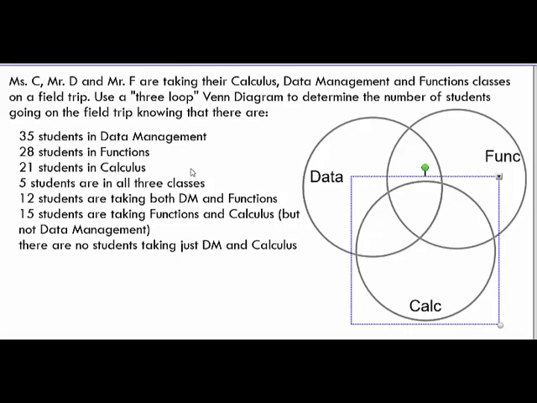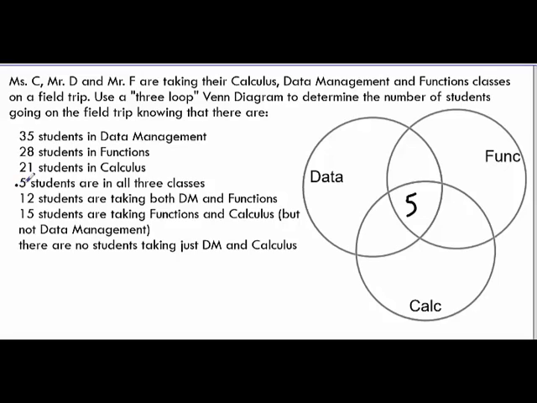So let's see if we can fill this in and see how it goes. My suggestion always is start in the middle. And so here we have 5 students taking all 3. So sort of this section, of course, is included in all 3 circles. It's included in all 3 groups, so therefore that's where the 5 students goes.